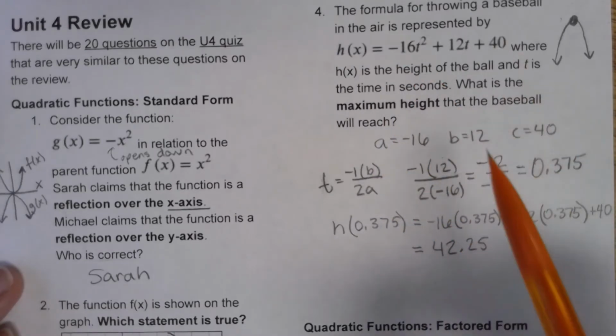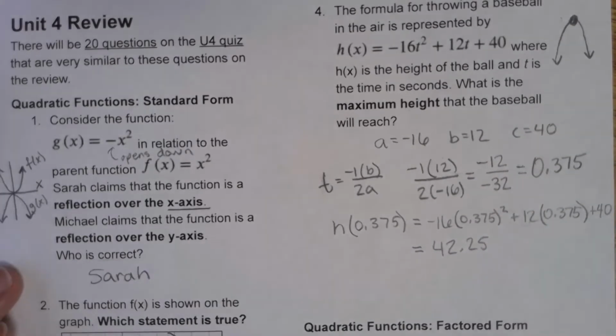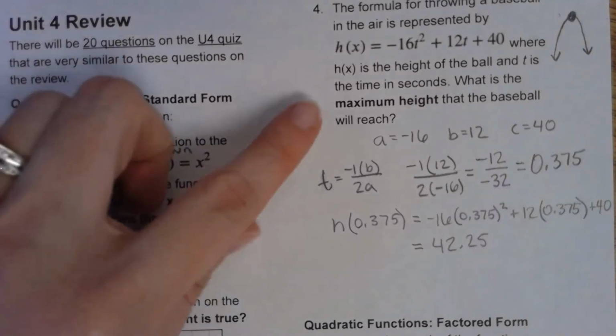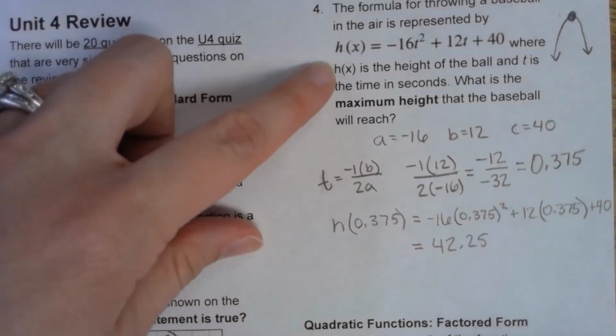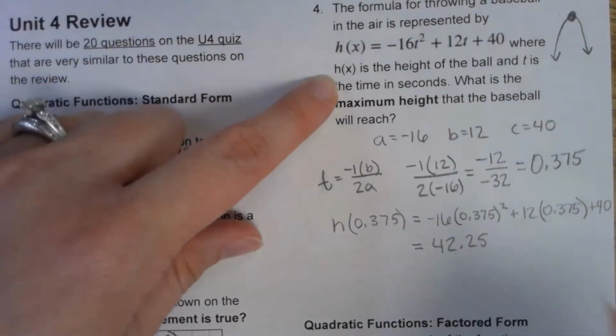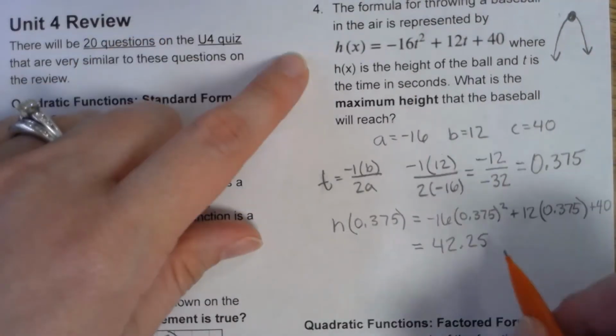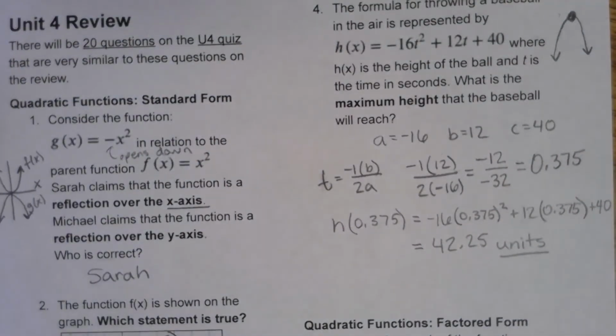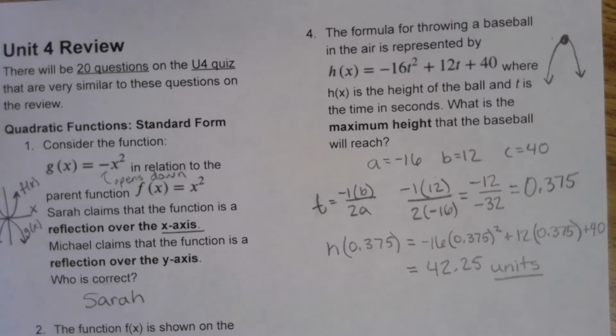it does not say, does it? So it's just 42.25. We don't know if it's feet, inches, yards, whatever the units are going to be here. The answer key says meters, but that does not ever say, it just says the height of the ball. So whatever units are given, probably should have said in the problem meters.